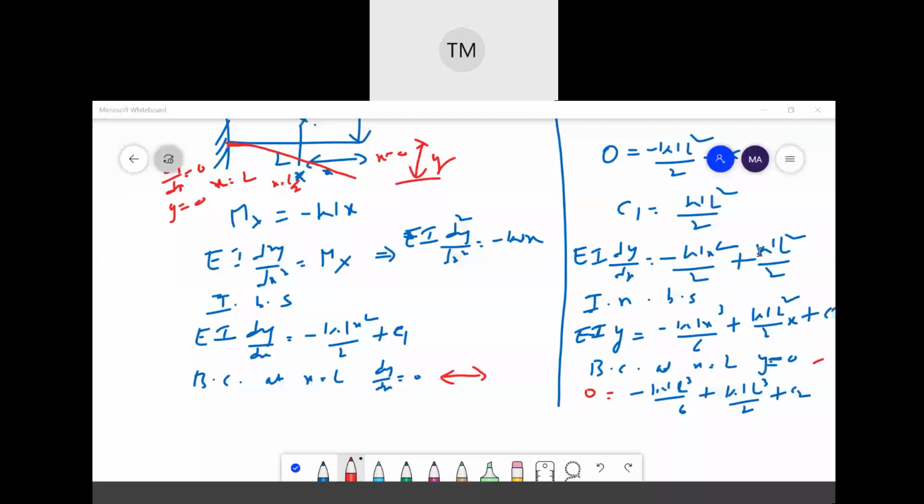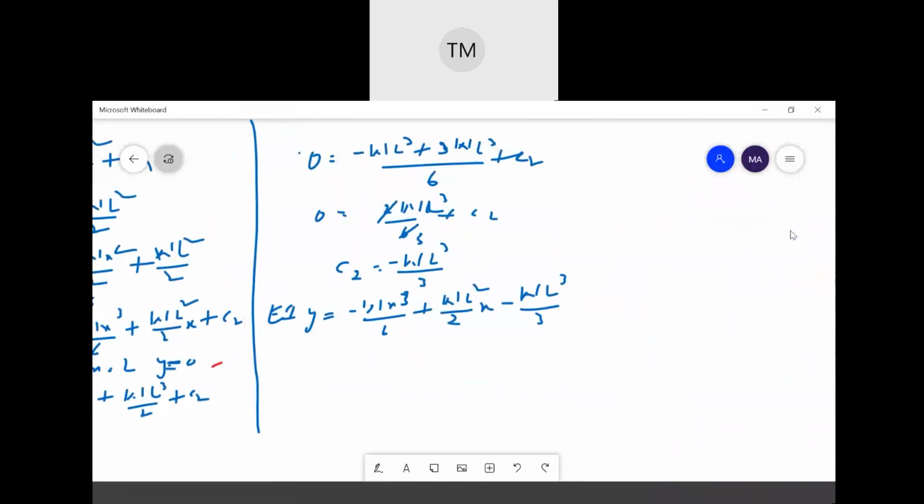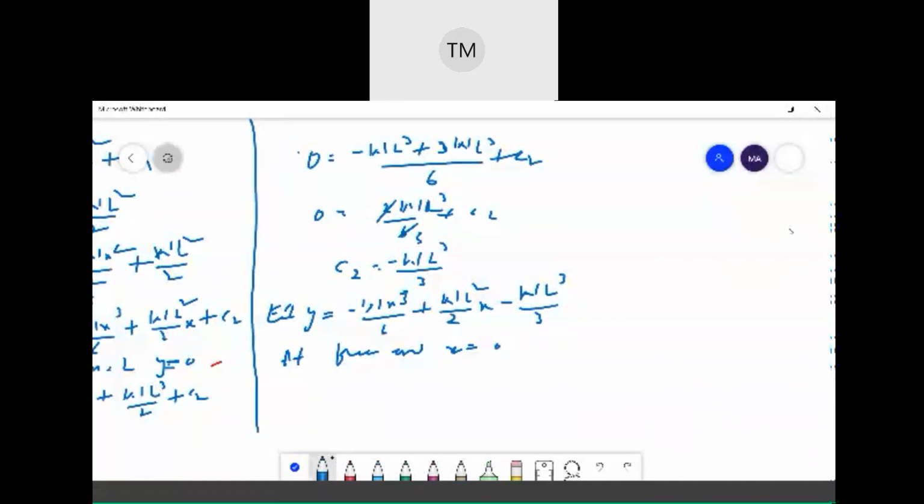What is the value of x at free end? X is equal to 0 at the free end. So what we are doing is, we are substituting at free end the value of x as 0. If the value of x is 0, what happens? What is the slope we will get? What is the equation of slope we have?